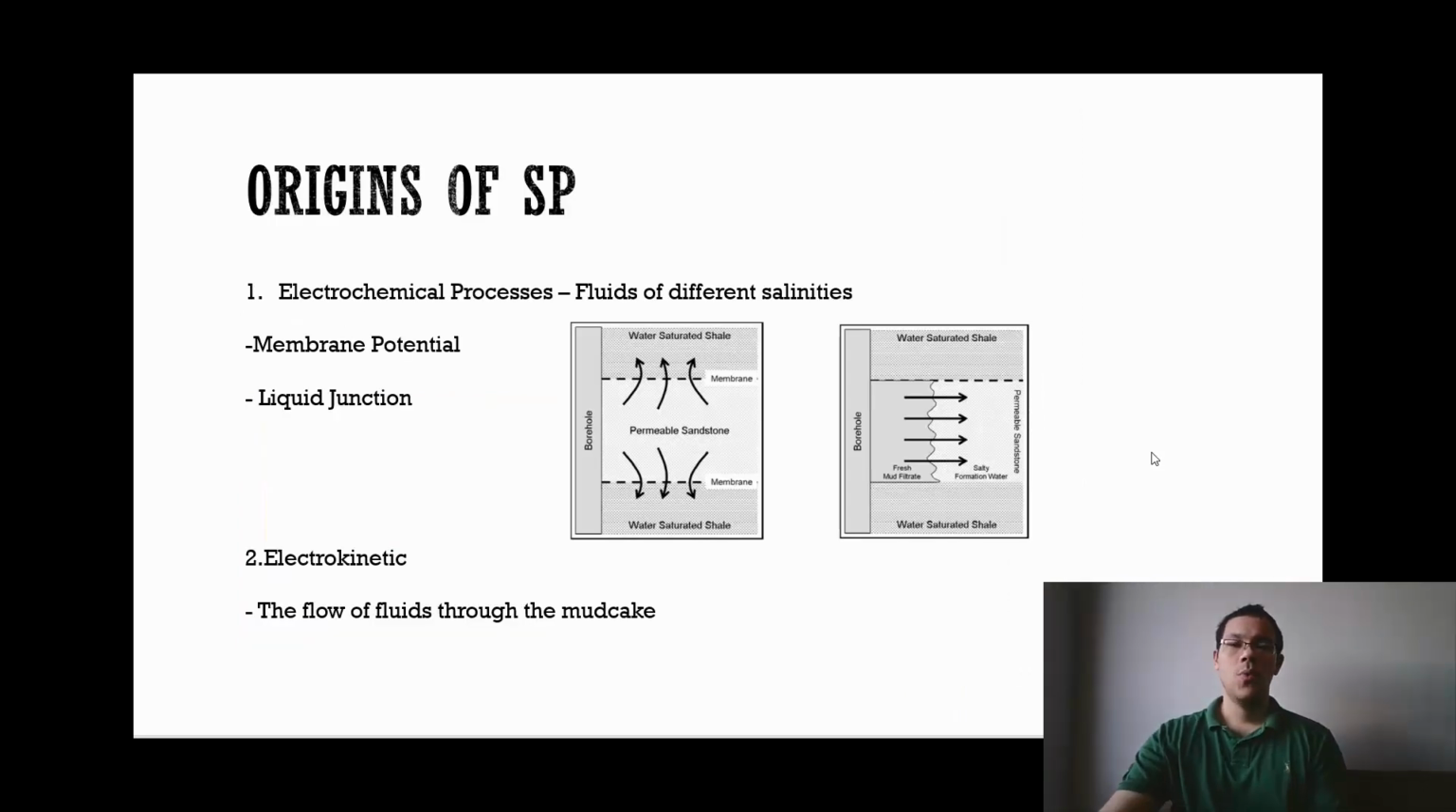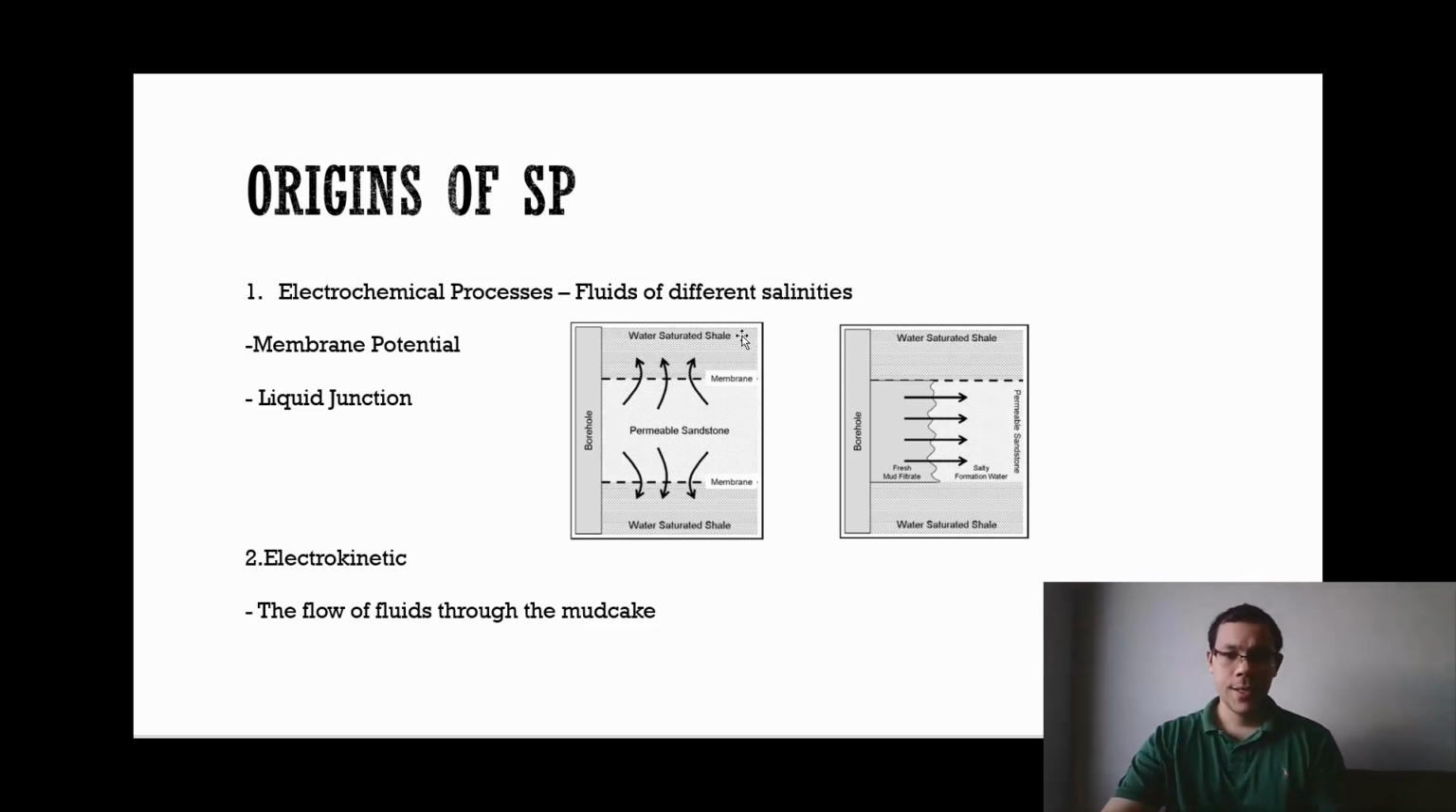Now, why do we have that voltage? What are the origins of that voltage? Well, there are basically two main contributors. One, and the most prominent, are the electrochemical processes. The second, electrokinetic processes. These electrochemical processes are originated by fluids of different salinities, and they come in two ways. One is membrane potential, which is related to this first image.